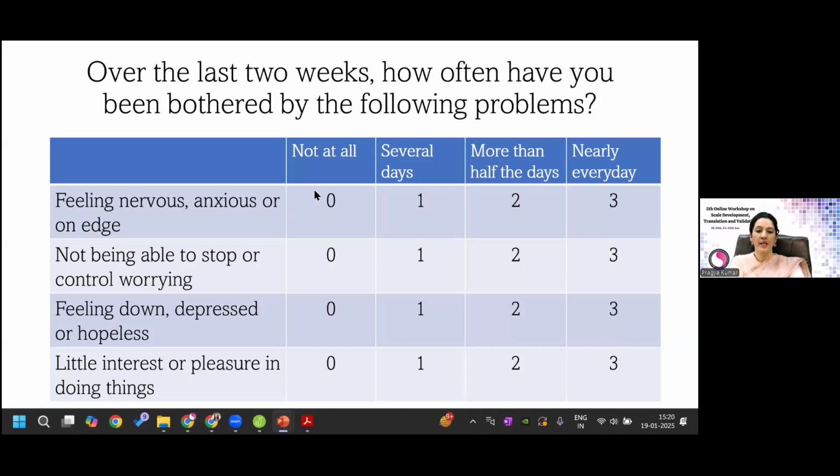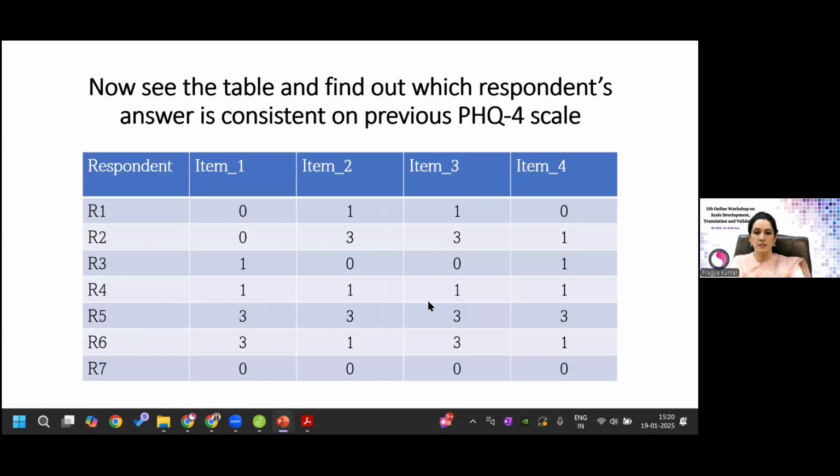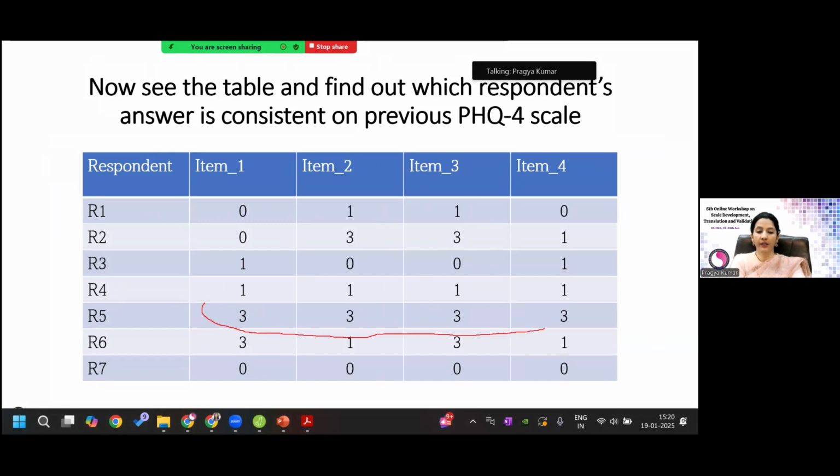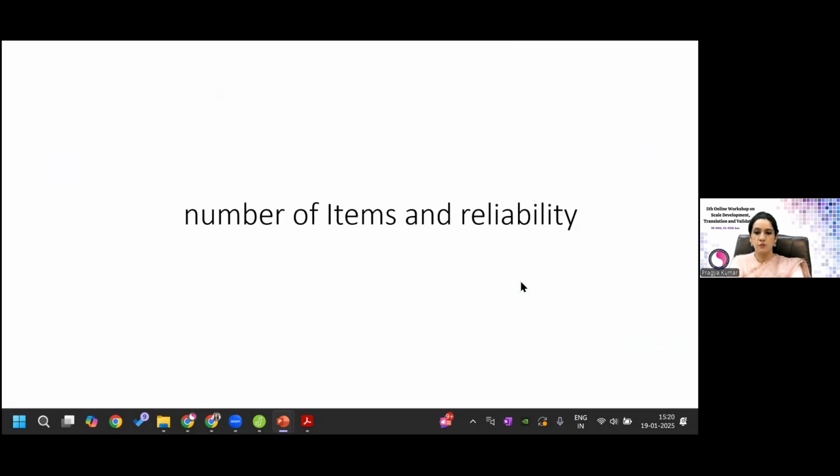What were the 2 questions? If I am saying 0 to the first, feeling nervous, anxious, not at all, I cannot say 'not being able to stop or control worrying' nearly every day. So this answer from the respondent is not consistent. Again, if you see participant 5, he is very consistent. On all these items, he has said 3. So he is consistent with the PHQ-4 scale.